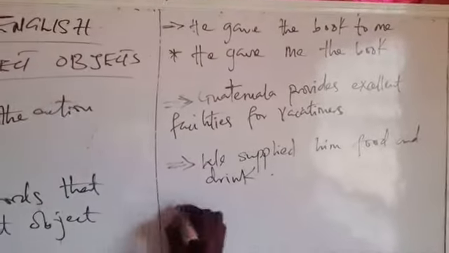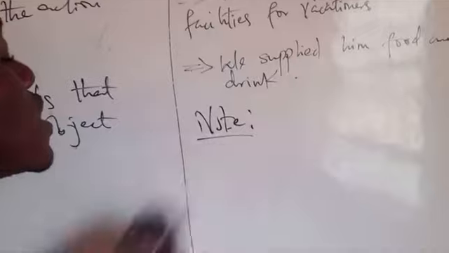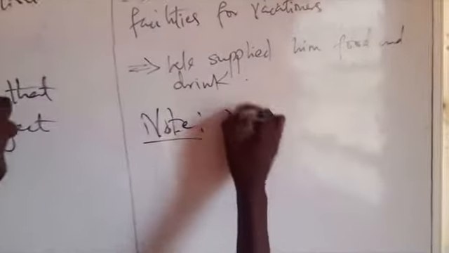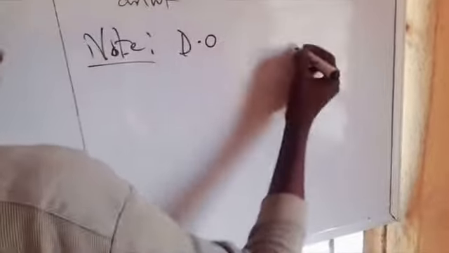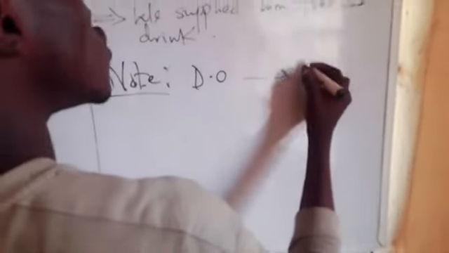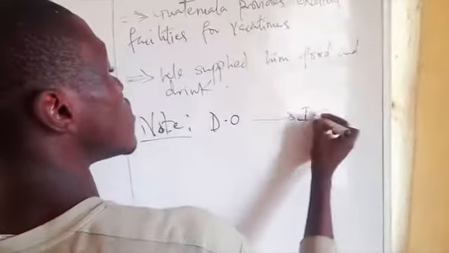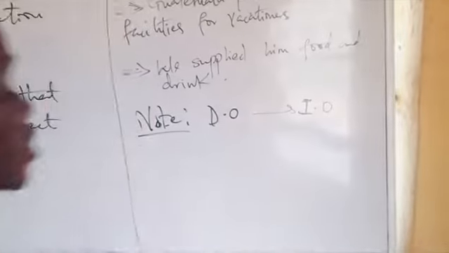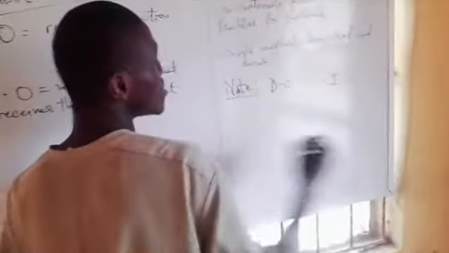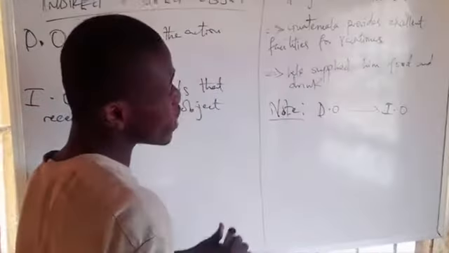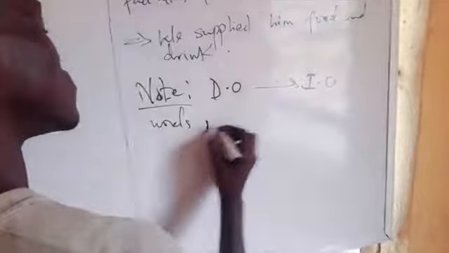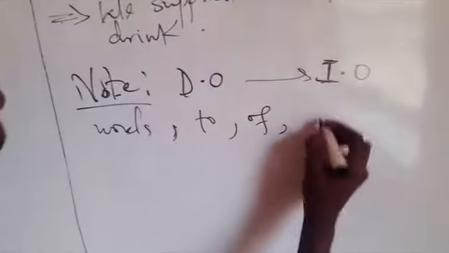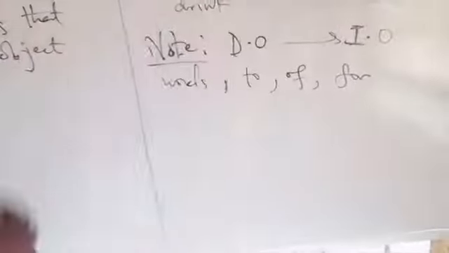Now, note, if a direct object is to be followed by an indirect object, that means a direct object is preceding an indirect object, the indirect object will be introduced by what? By words like to, of, and for. Now you will understand this as we move into this example.